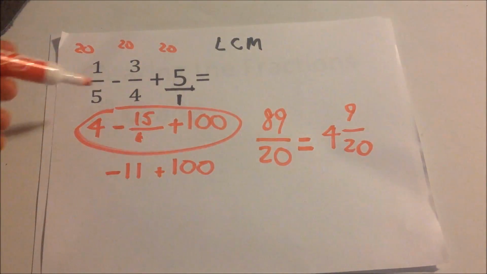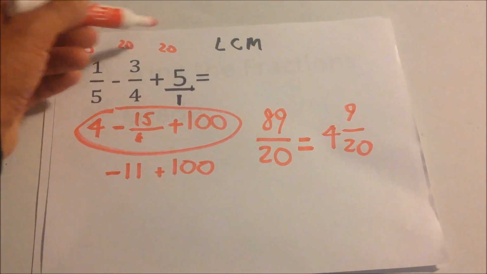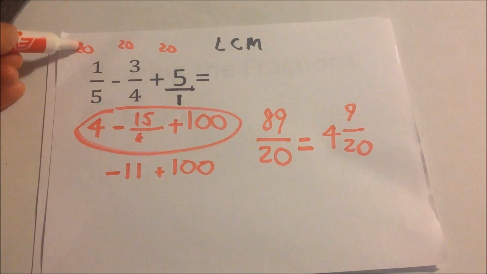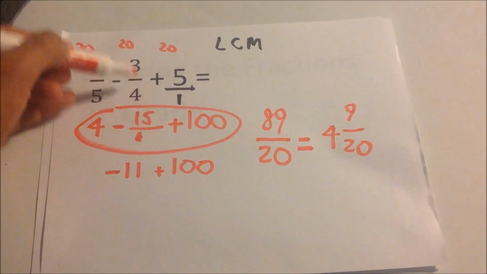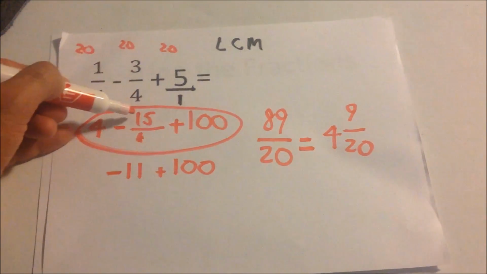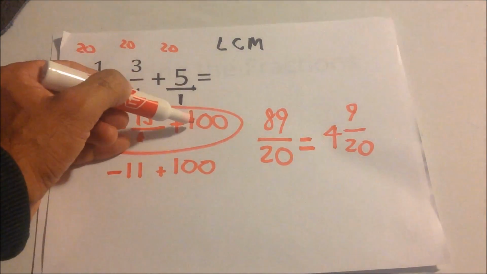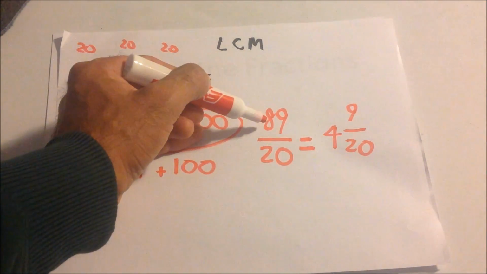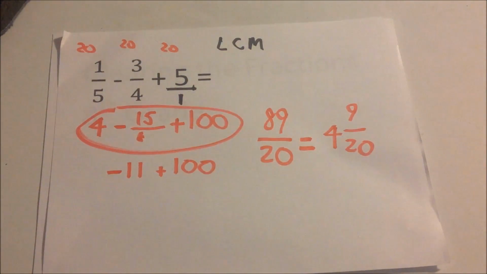So again, what we did is we found the LCM. That was the first step. We found out it was 20. 5 went into 20 4 times. 4 times 1 was 4. 4 goes into 20 5 times. 5 times 3 is 15. 1 goes into 20 20 times, and 20 times 5 was 100. And we just added. We got 89, and we brought the 20 down.